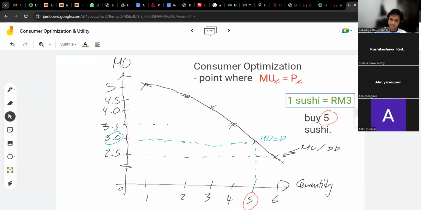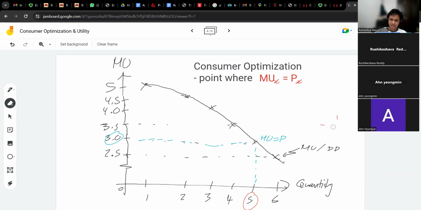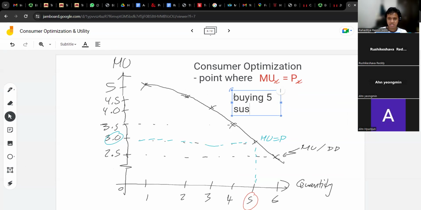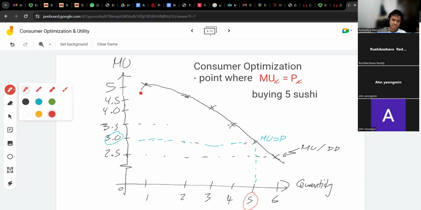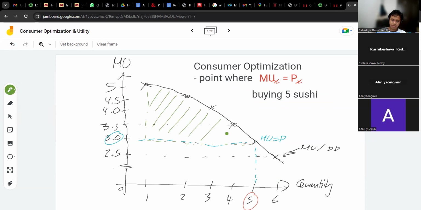So let me just delete, because we already know that our person wants to buy 5 sushi because that's where MU is equal to P. But why are we buying 5 sushi? Why don't we buy just 4 or 3? I'll explain exactly why right now. So I'm going to shade a region that we call consumer surplus, and I'll tell you exactly why we call that the consumer surplus. So this is what we call consumer surplus. But why do we call it that?